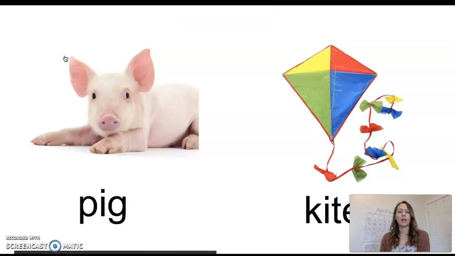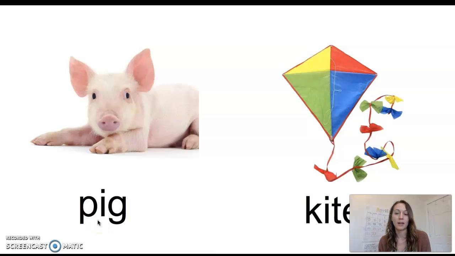On my screen, I have two pictures. I have a picture of a pig and I have a picture of a kite. Do you notice anything that is the same between these two words, pig and kite? What do you notice? Do you notice that they both have the letter I? I is a vowel, right? Does the vowel make the same sound in both words?